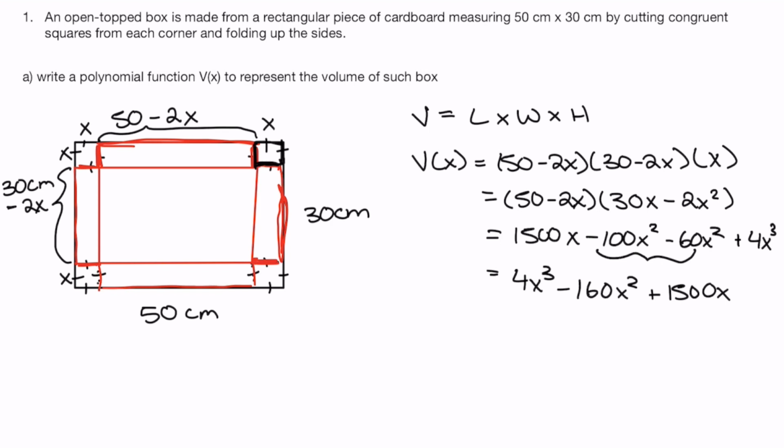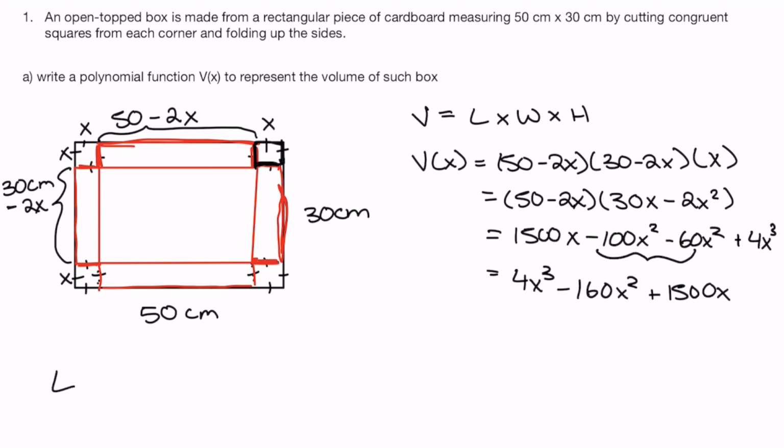Now you have to remember that this is a real world problem. So yes, we have our polynomial function that represents the volume of this box, but the problem is we can't have negative side lengths, and we can't have side lengths that are equal to 0, because try folding a box with a length of 0. You can't do it, and you can't have a height of 0, otherwise it's just a piece of cardboard. And so that's our problem here.